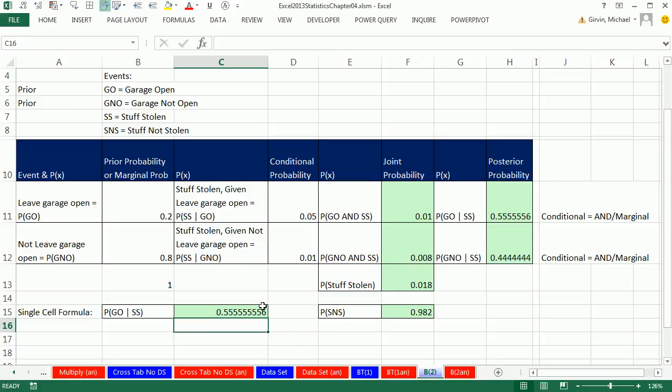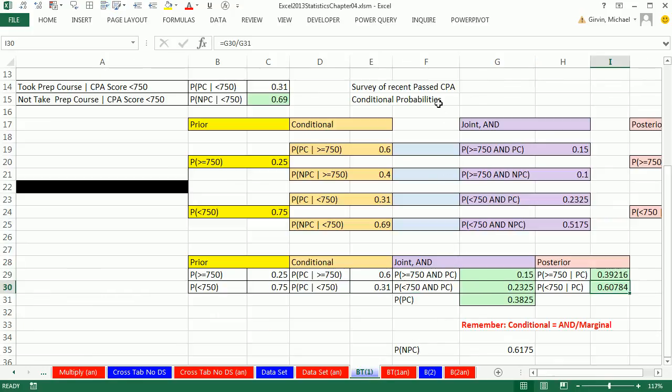All right, in this video, we talked about Bayes' theorem. We saw how to do a single cell formula. We saw how to do our table format. Over on BT1, we saw a tree diagram, our probability tree, and our table format for calculating posterior probabilities. And then over in our PDFs, we talked about Bayes' theorem in detail, including the logic of the formula. All right, next video, we will start Chapter 5, Discrete Probability Distributions. All right, we'll see you next video.